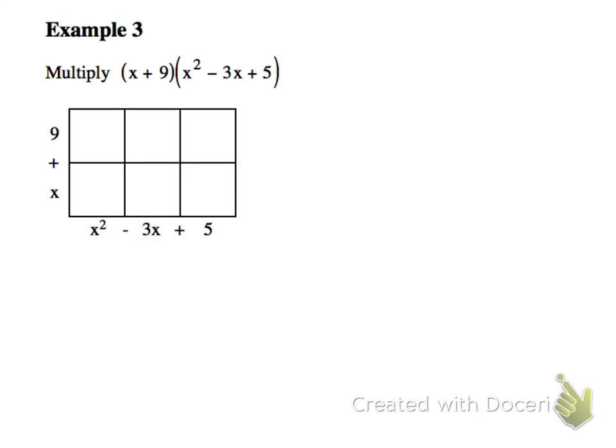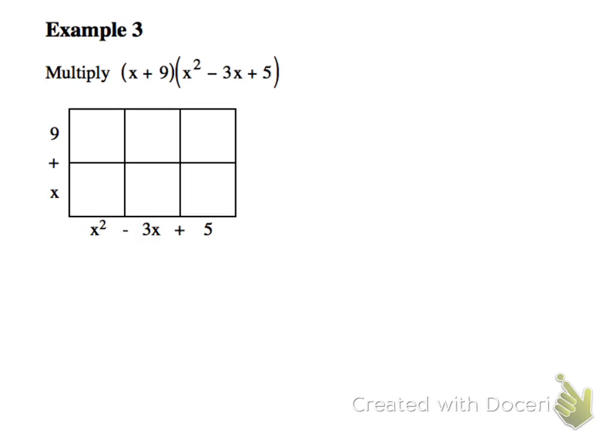Let's go on to example 3. In example 3, we're multiplying, and notice that I have x plus 9, which has 2 pieces, and then x squared minus 3x plus 5 has 3 pieces. So notice now that my rectangle is actually split into a total of 6 boxes, but we go through the same process as before. So once again, let's go through the multiplying.